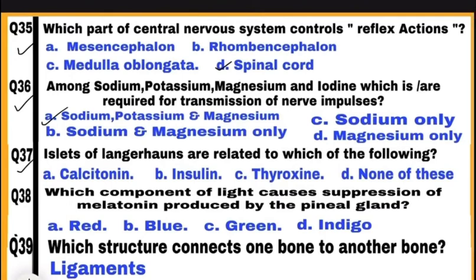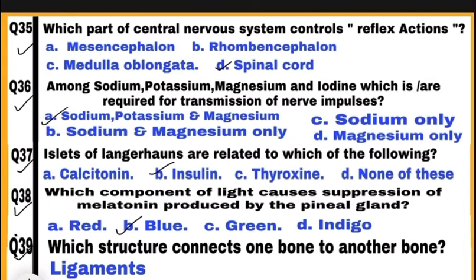37. Islets of Langerhans are related to which of the following? Islets of Langerhans are present in pancreas and are responsible for secretion of hormone insulin. This hormone is responsible for controlling blood glucose level. 38. Which component of light causes suppression of melatonin produced by the pineal gland? Exposure to blue light during the day is important to suppress melatonin secretion produced by pineal gland, and melatonin plays an important role in circadian rhythm.